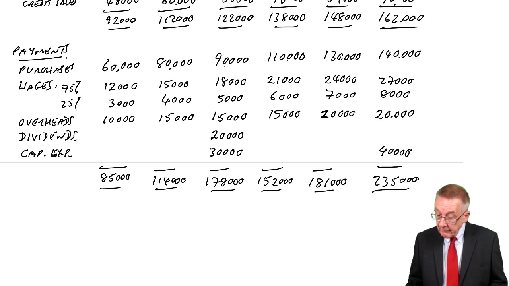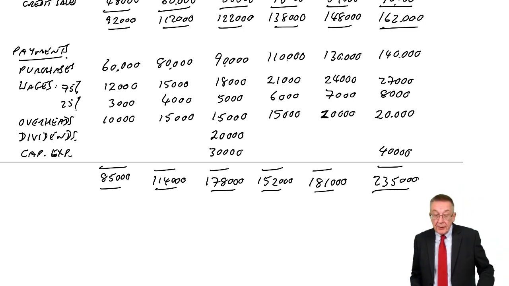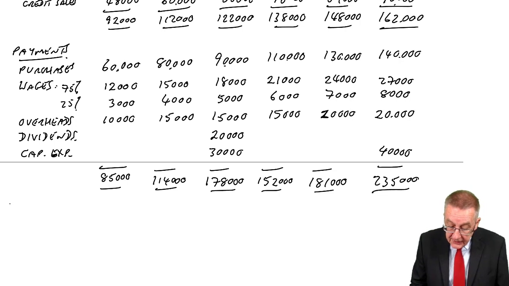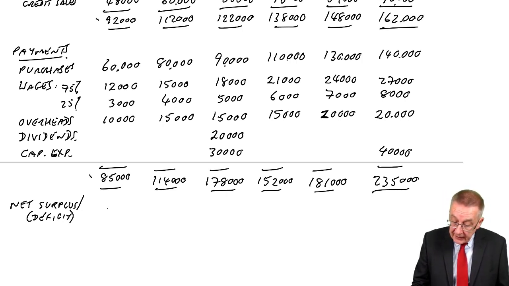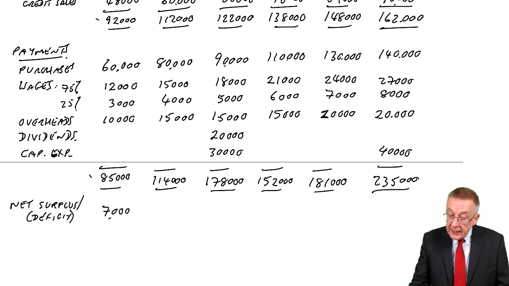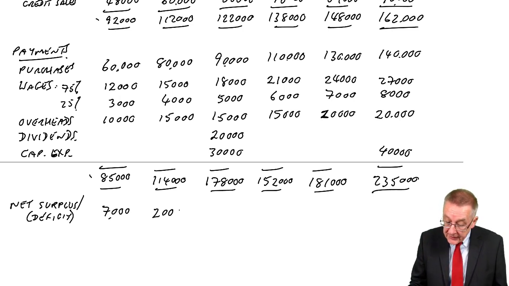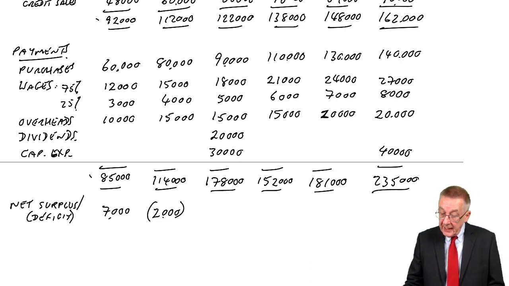$235,000. So we now know our budgeted receipts and cash payments each month. What's the net surplus or deficit? In January, received 92, pay out 85, so a surplus of 7,000. In February, receive 112, pay out 114, so a deficit of 2,000. March, 122, pay out 178, a deficit of 56,000.